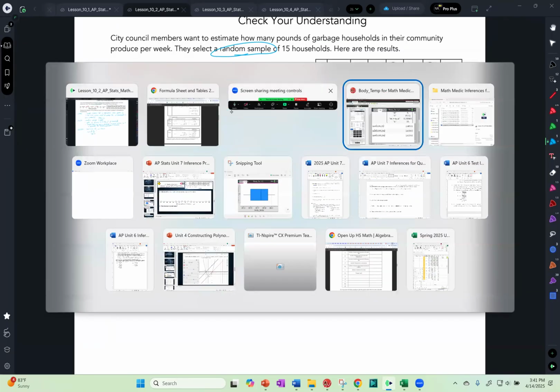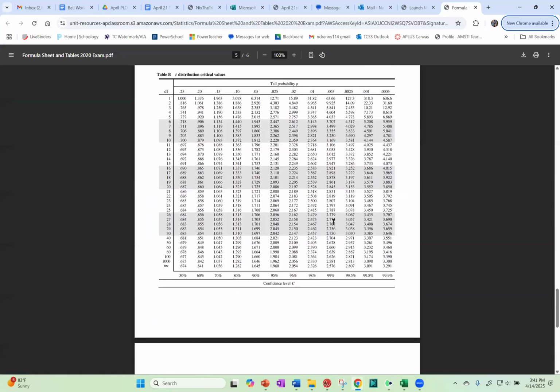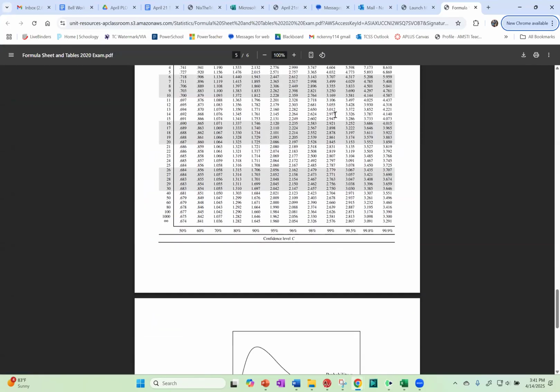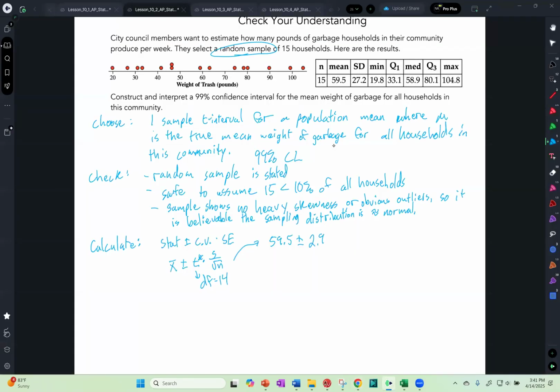Yep. Okay, so formula sheet. 99% and 14 is right here. Let me check, make sure it's right. 14, so 2.977 times my standard deviation, 27.2 divided by the square root of N. And so that gives us the interval. And yeah, you could do that by hand.